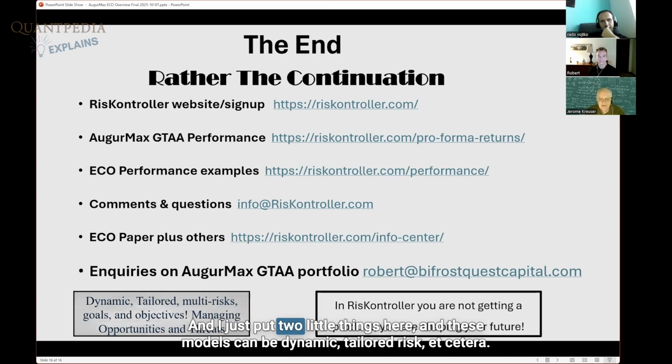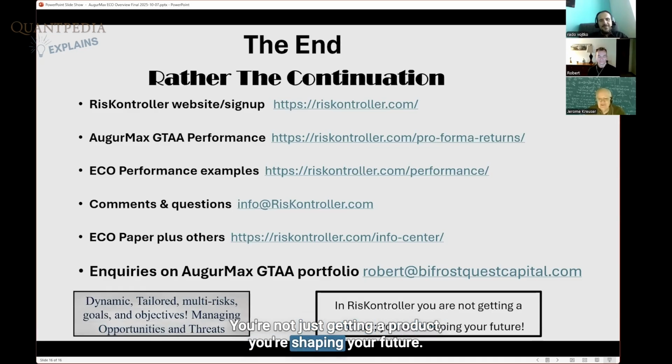And I just put 2 little things here. These models can be dynamic, tailored, risk, etc. You're not just getting a product, you're shaping your future.